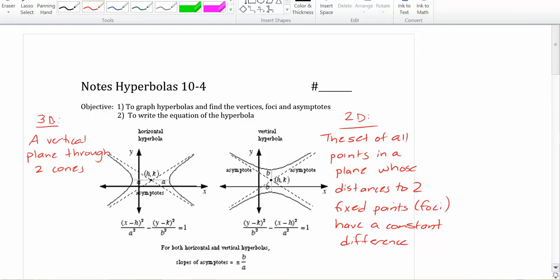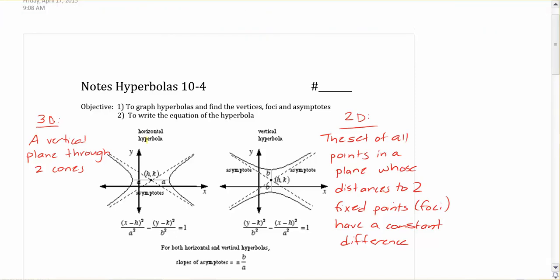All right, let me go to my highlighter. If we have a horizontal hyperbola, which means it's opening up to the left and to the right, my equation is going to be (x minus h) squared over a squared minus (y minus k) squared over b squared equals 1. Unlike ellipses, because it's a difference, the order you put them in does matter. If the hyperbola is on the x-axis, meaning the x-axis is the major axis, then it's going to be x minus h squared first.